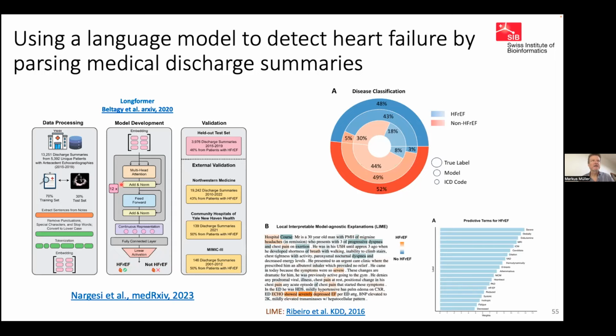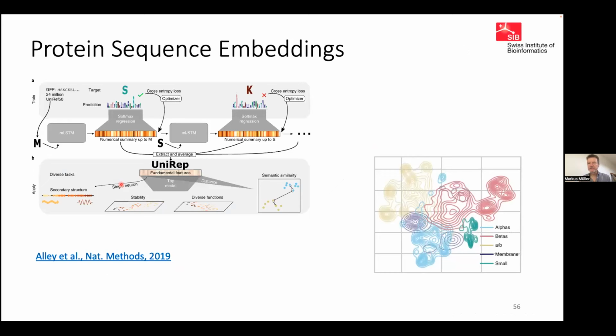Language models can not only be used to analyze or predict words or sentences, they can also be used to do the same thing with sequences, protein sequences, for example. There you train the language model not by predicting a missing word, for example, but by predicting the next amino acid in the sequence. And as with language models, they also produce an embedding. This is based on LSTM or this multiplicative LSTM.